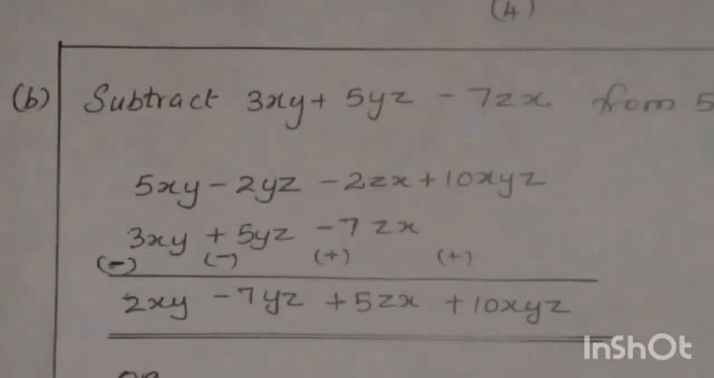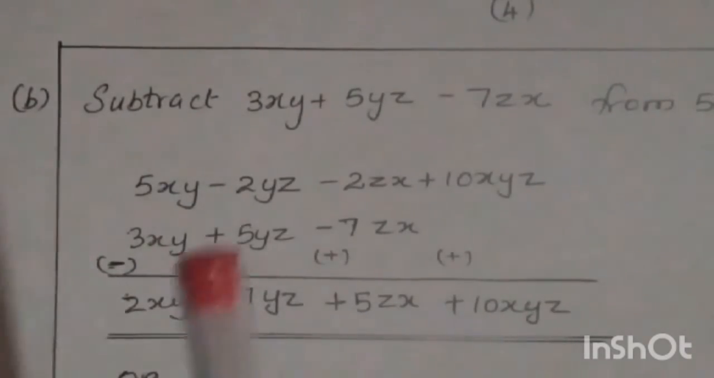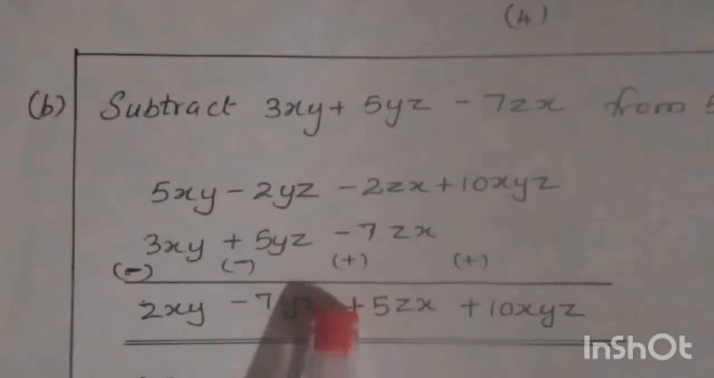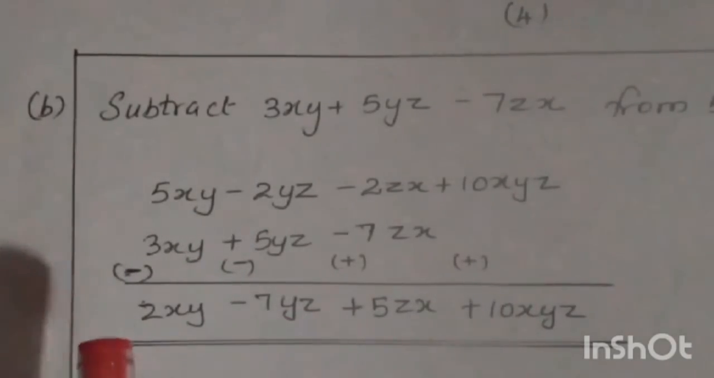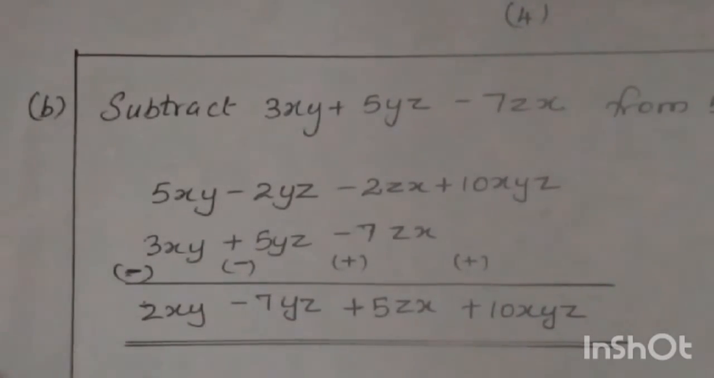Second question also, the same way. The second expression is written first. Below that, write the first expression, and you have to convert positive into negative or negative into positive. Then add. First, we will arrange them in like terms. Like terms will be written below like terms. Then the second term is converted into its additive inverse. Then add. See here, 5xy minus 3xy is 2xy. Minus 2yz minus 5yz is minus 7yz. Minus 2zx minus 7zx is 5zx.